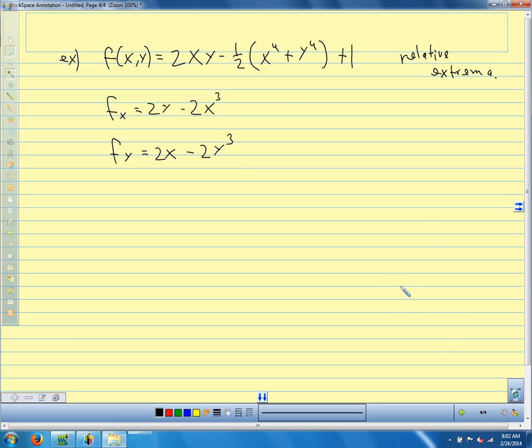Where do we have critical points here? We can pick out an easy one really quickly, can't we? 0, 0, where both of these are 0 at the same time. So we're going to have a critical point at 0, 0. So we'll need to run our second partial test for 0, 0. Can we pick out another one very easily? 1, 1. We plug in 1 here, we get a critical point. Any others?